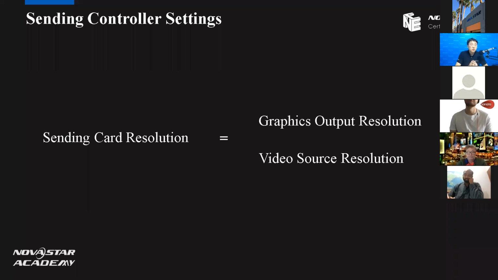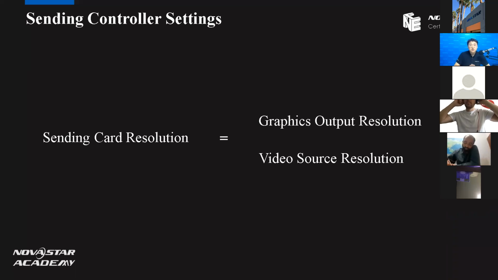Why must we set the sending card resolution the same as the graphic card resolution or video source resolution? It's because today we only talk about the basic step to configure the LED screen, so we need to make the screen display pixel by pixel. When we use a PC to provide video sources, the graphic output resolution is the same as the desktop of the PC. But sometimes we may use another device to provide video sources. In this situation, please make sure the resolution of the sending card is the same as the graphic card resolution or video source resolution. It's very important.